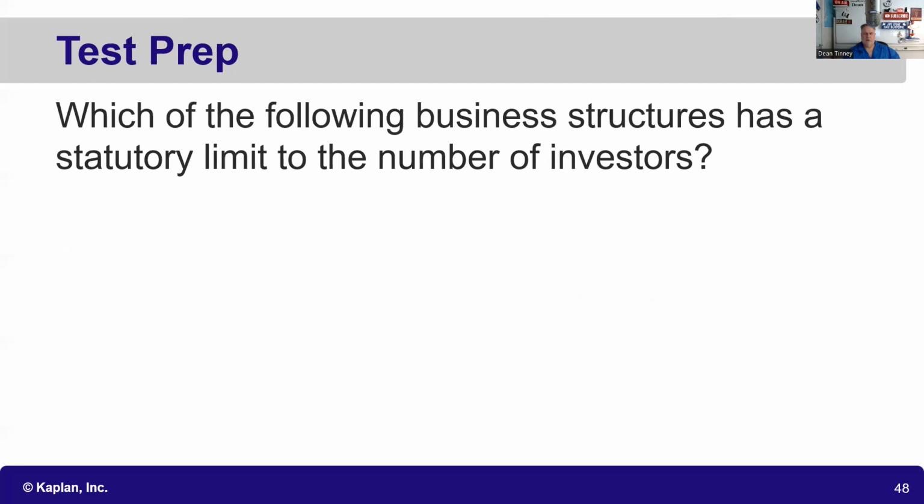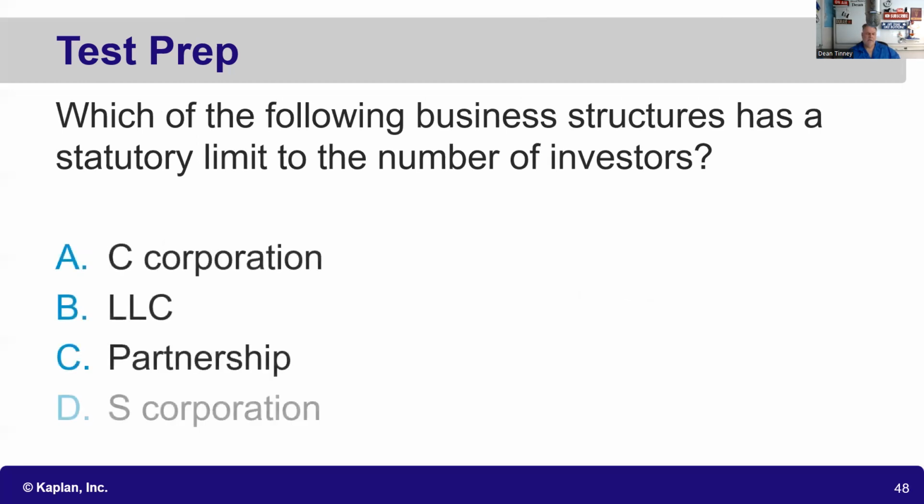Which of the following business structures has a statutory limit to the number of investors? This answer set is very testable, so maybe you want to make this a flashcard answer set. C Corps do not have a statutory limit to the number of investors. So if we want to raise a lot of money and have lots of shareholders someday, C Corp would be the way to go. Now, what C Corps do have that others don't is retained earnings.